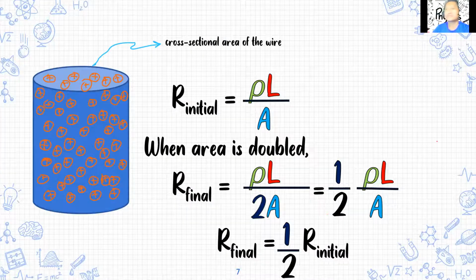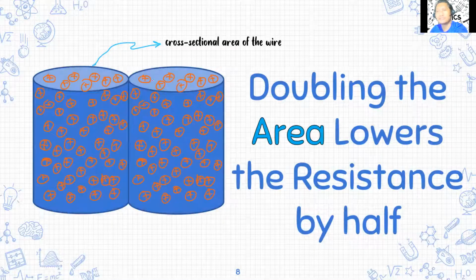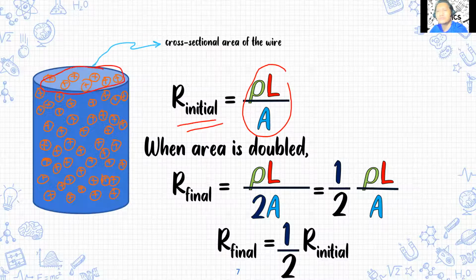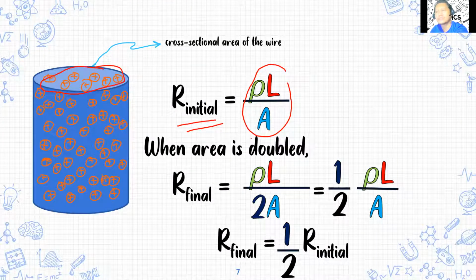Okay? So here, look at this. This is your cross-sectional area, and then so your initial resistance is this. When area is doubled, so what happens if ang cross-sectional area imong dublihan? What does it mean? So when area is doubled, it's like this, no? So gidoble nimo instead of a single cylinder na himo na siyang duha. What happens when the area is doubled?